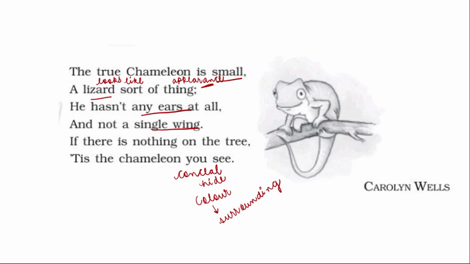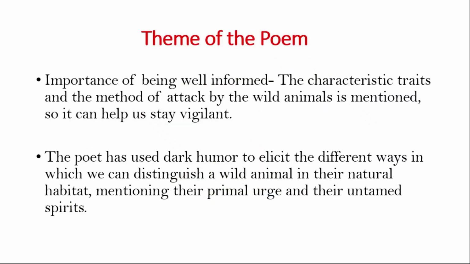So this phenomenon of changing their color according to their surroundings is called camouflage. So camouflaging is changing the color. So if you see nothing on the tree, that means the chameleon has definitely changed the color according to the bark of the tree. So if you don't see anything, that means it has concealed itself and there is definitely a chameleon there. Now let's look at the theme of the poem.